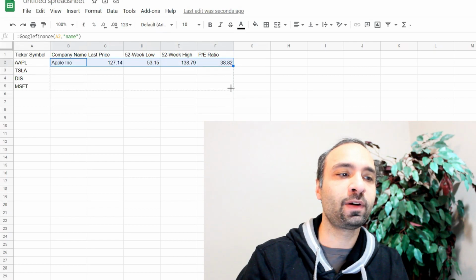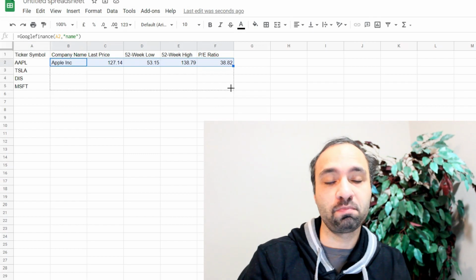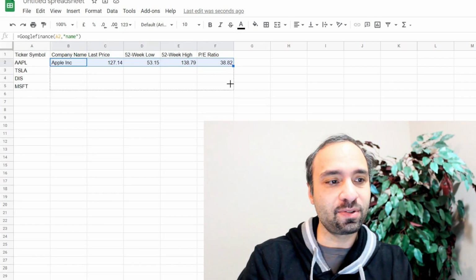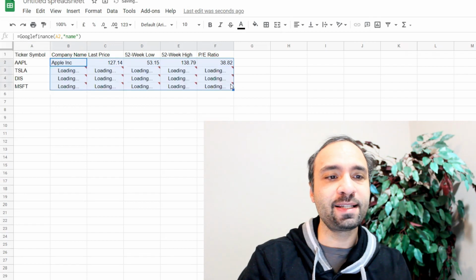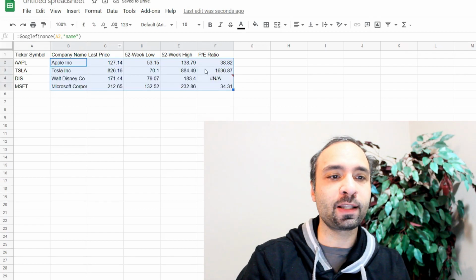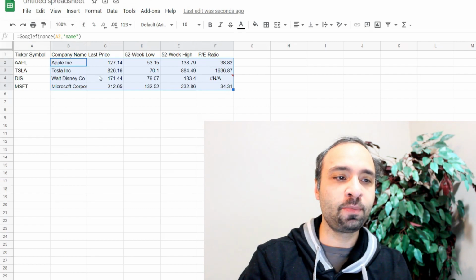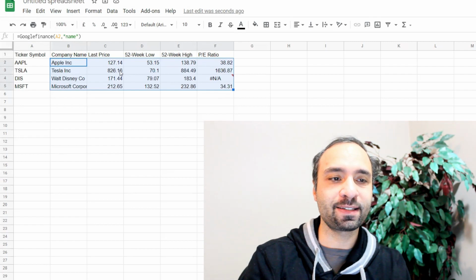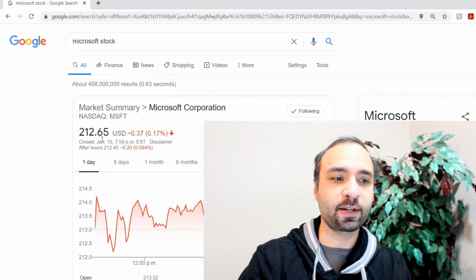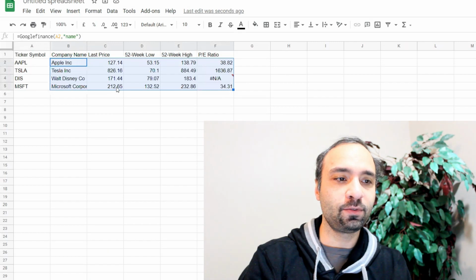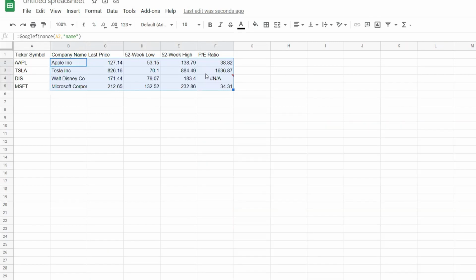Let's say I want to go all the way until the line that I have information for. If you have more, you can scroll further down. But you see, I'm stopping there. Release that. It's calculating, and voila. It is calculating all the information for me. The company name is populated. Last price has been populated. For Tesla, if you recall, 826.16. We saw that. Or for Microsoft, 212.65, 52-week low, 52-week high.